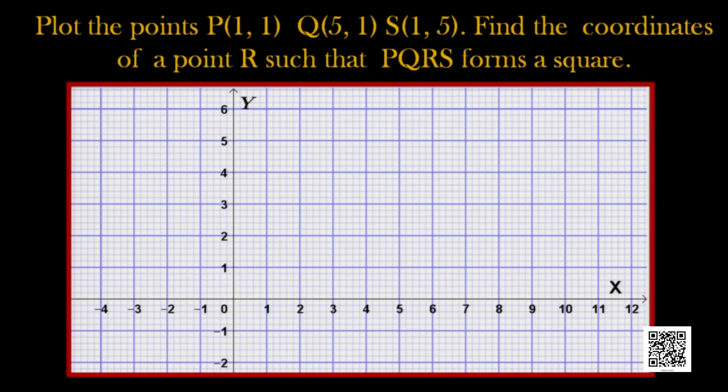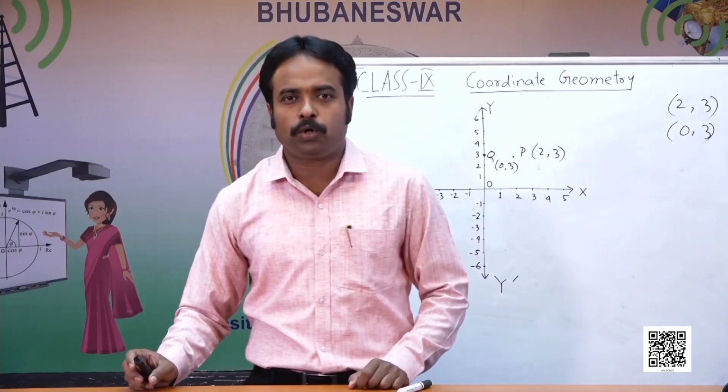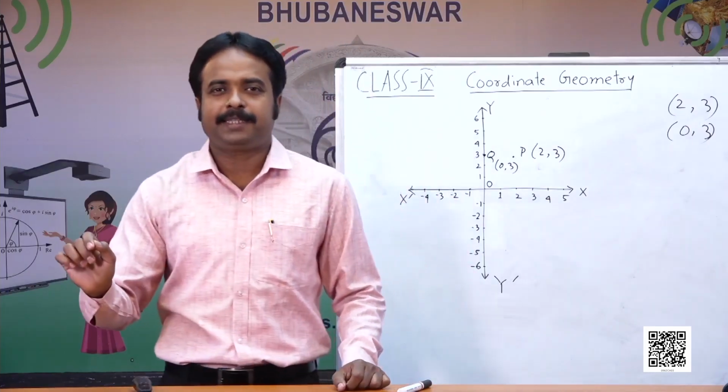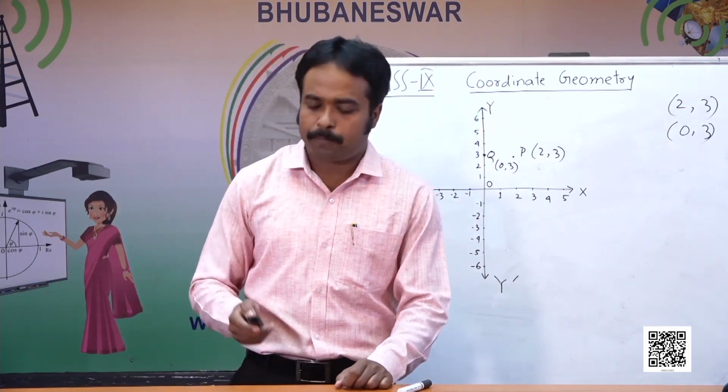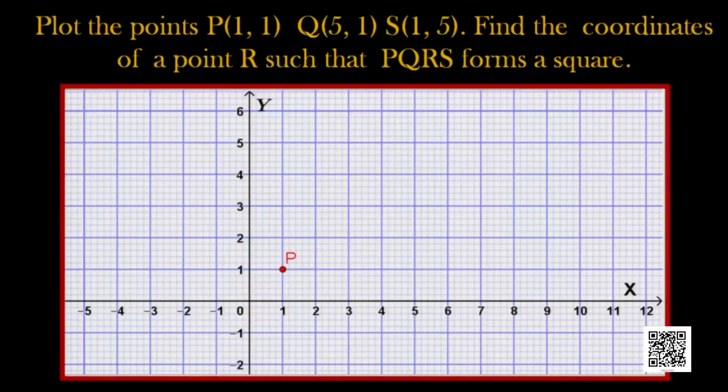You may see this is the Cartesian plane together with two perpendicular axes. One is the x-axis, another is the y-axis. First we have to plot the point P. The coordinates of the point P are (1, 1). That means to plot the point P, we have to go 1 unit along the x-axis and 1 unit along the y-axis. So the point P is represented this way.